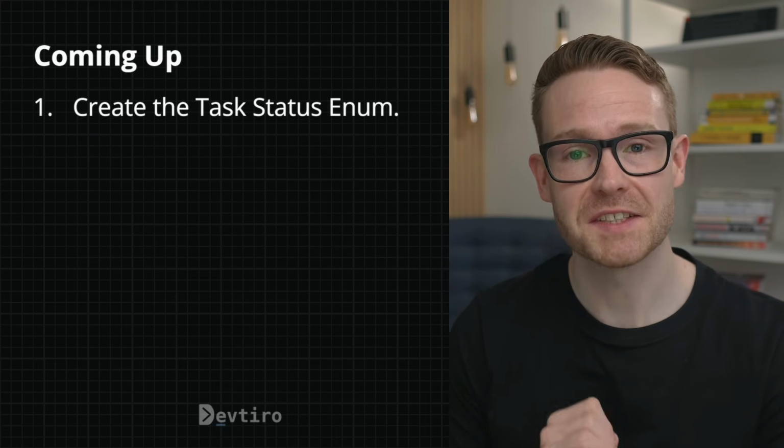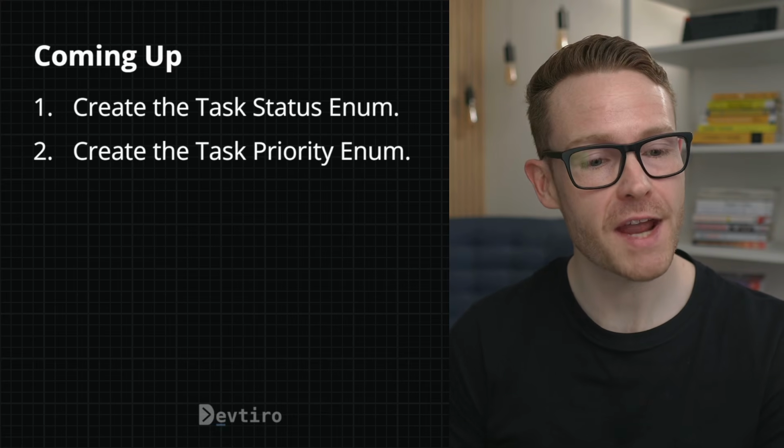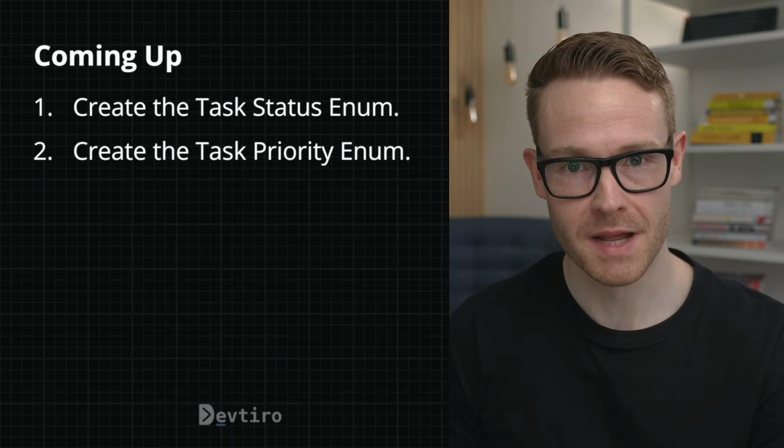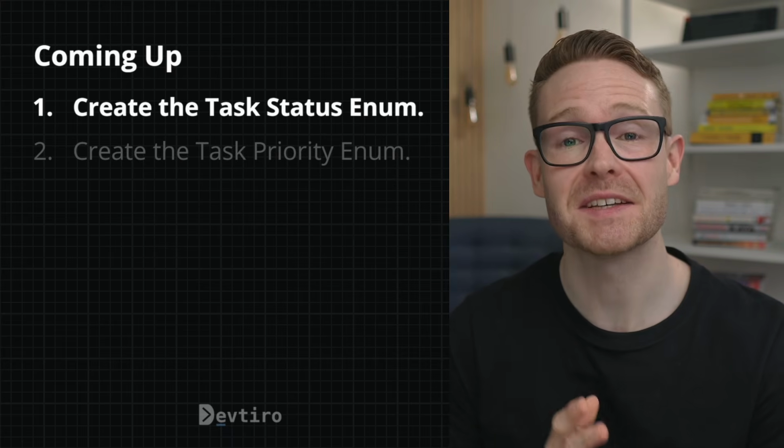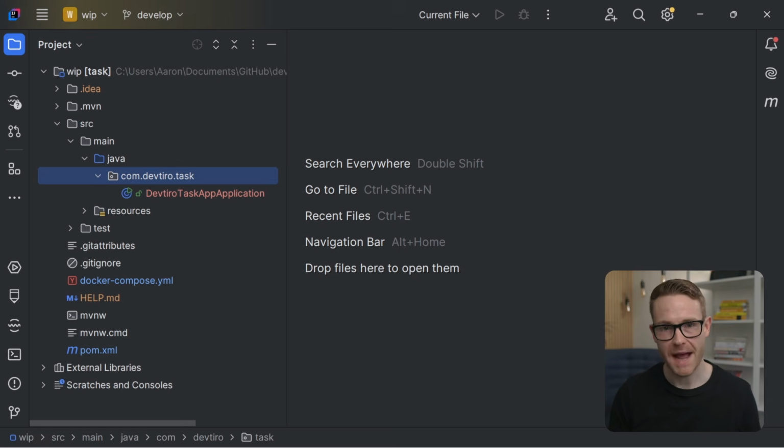Let's start coding our domain in our Spring Boot application. Now we can't just start with the task class. We need to create a few enums first. So here's what we have coming up in this lesson. We're going to create the task status enum, and then we're going to create the task priority enum. So let's get started and create the task status enum. So here we are back in our IDE.